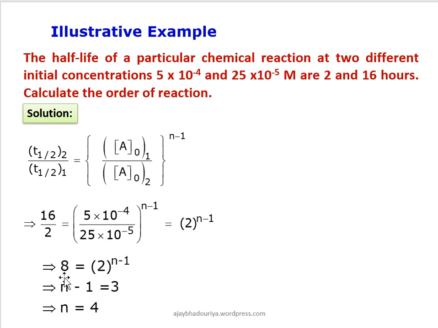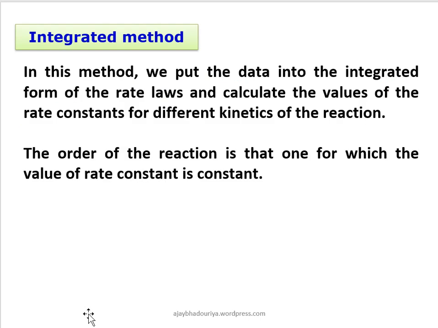So this 8 will become equal to 2 to the power of n minus 1. This 8 can be written as 2 to the power of 3. It means 3 will become equal to n minus 1. So in this case, the value of n will be 4. It means the order of reaction will be 4, that is a fourth order reaction.